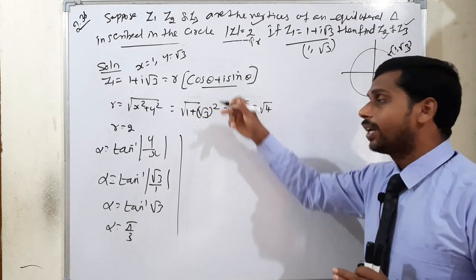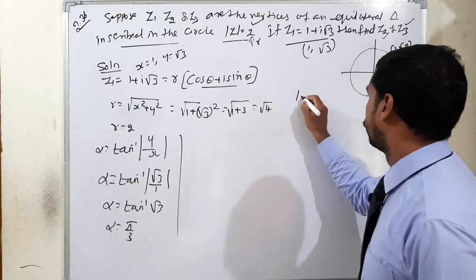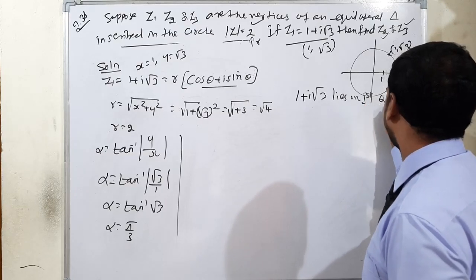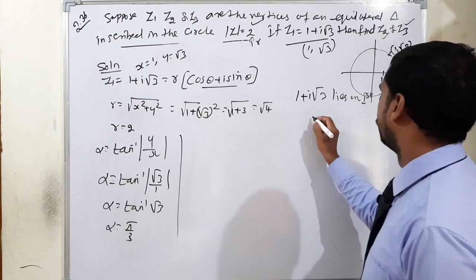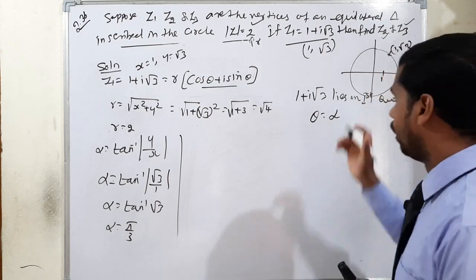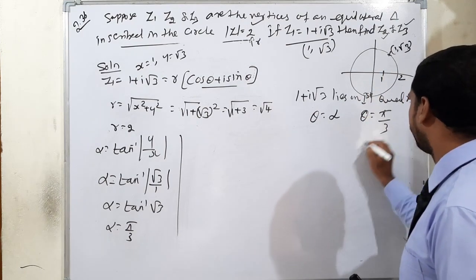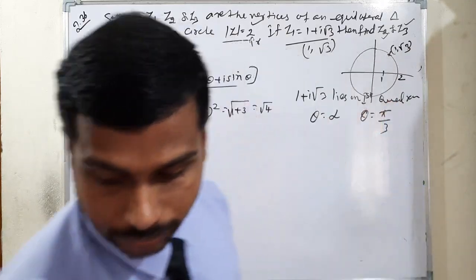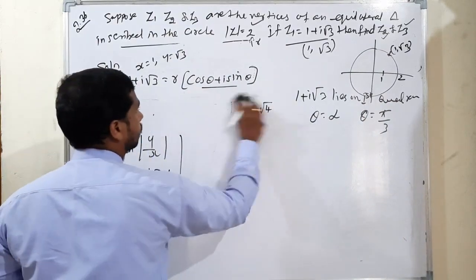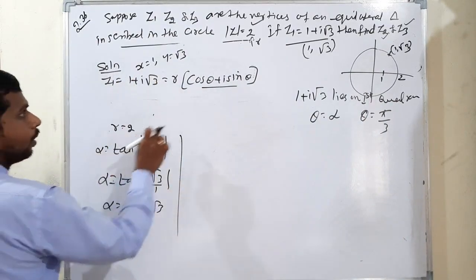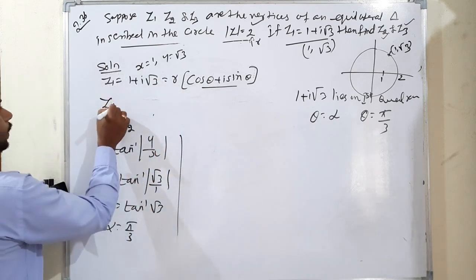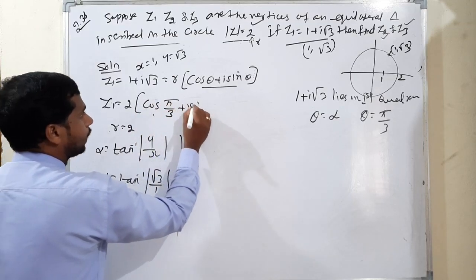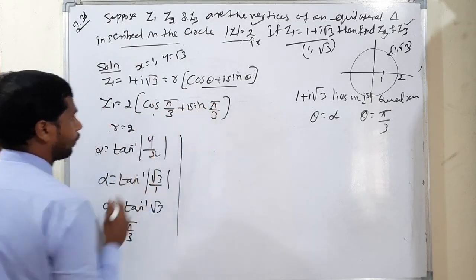But here, x and y both lie in the first quadrant. So 1 plus i root 3 lies in the first quadrant, which means definitely theta is equal to alpha. The alpha value we already found is pi by 3. Therefore, theta is equal to pi by 3. Now, just equating to the original condition: r value 2, theta value pi by 3. Therefore, Z1 is equal to 2 into cos pi by 3 plus i sin pi by 3. Okay, first condition is clear.